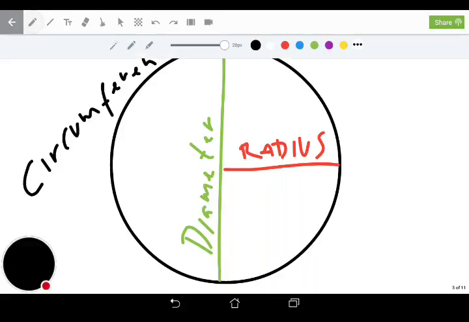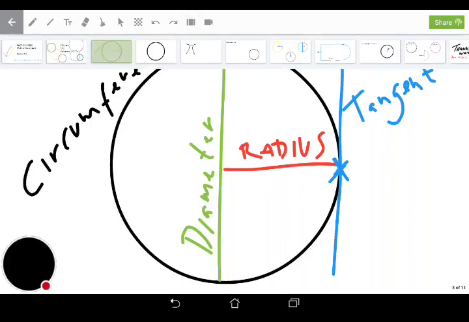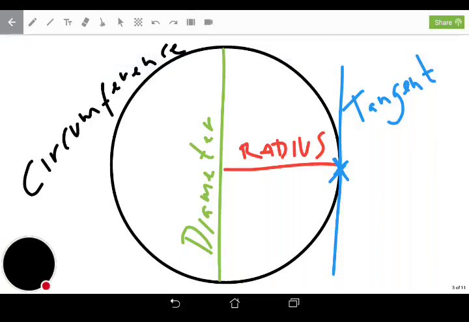Fourth part of a circle I'm going to go through right now is called a tangent. A tangent is a line that runs next to the circle and touches it at one point only. So there, to start with, are the parts of a circle that I'd like to review.